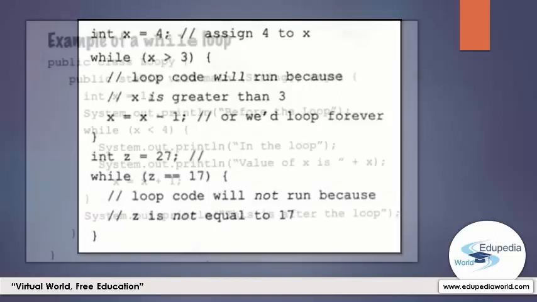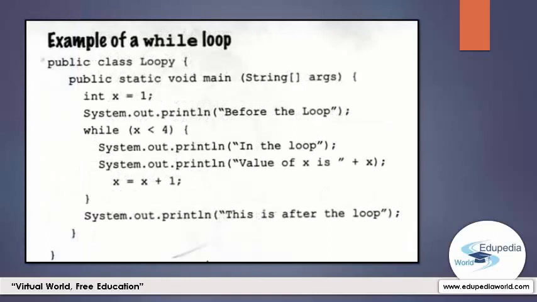I hope you get a basic understanding of the while loop. Now let's look at a little bit tougher one. Public class loopy. So there is a class named loopy. Inside the class there is a main method, and inside the main method the first statement is int x equal 1, a variable declaration and an initialization.